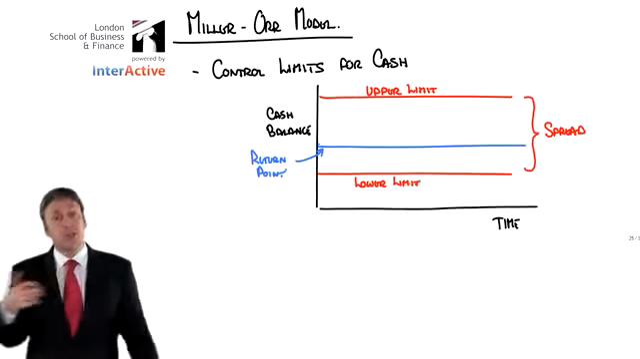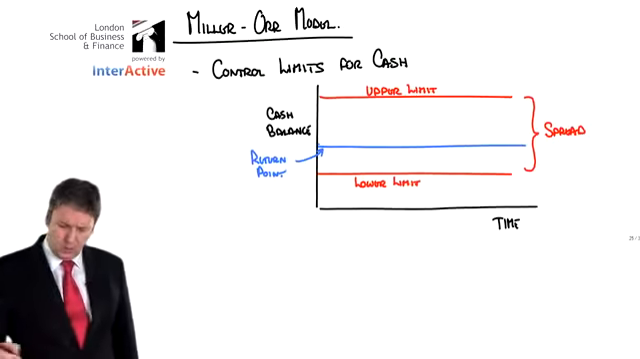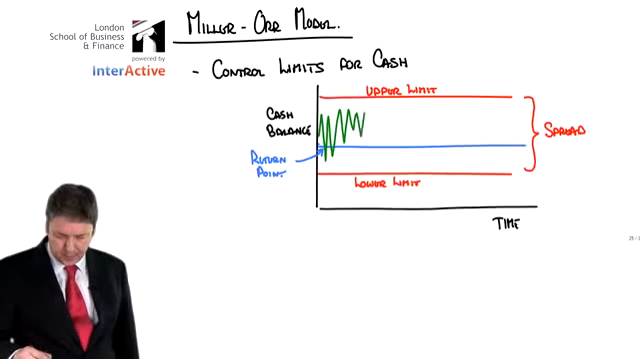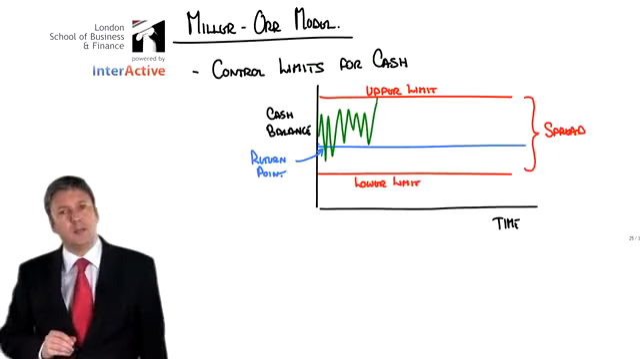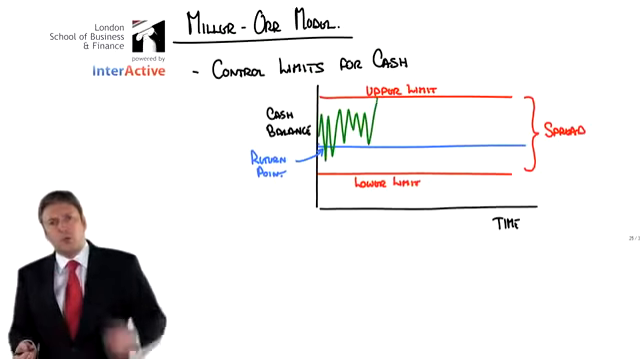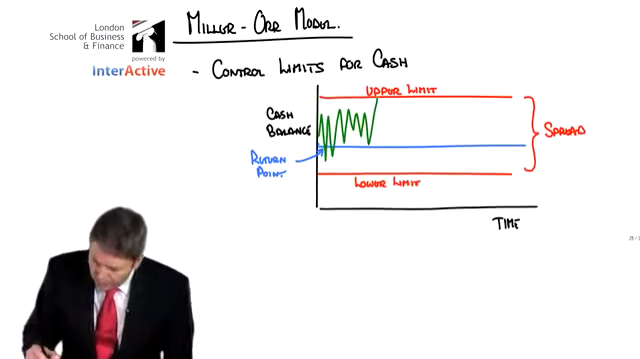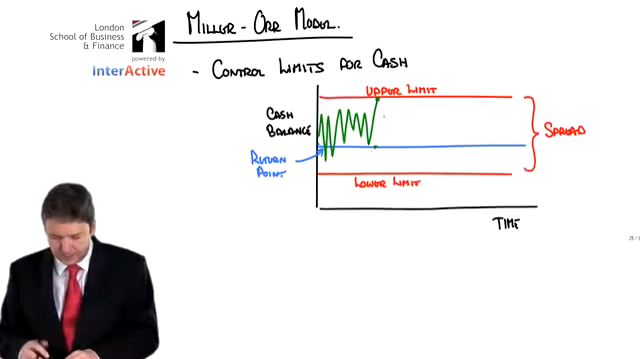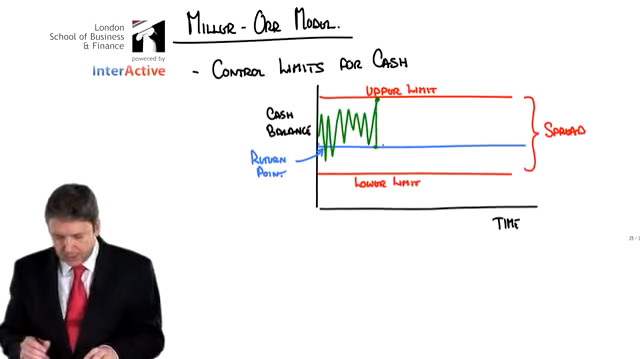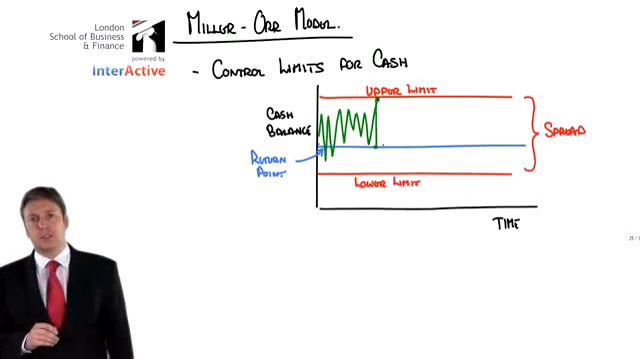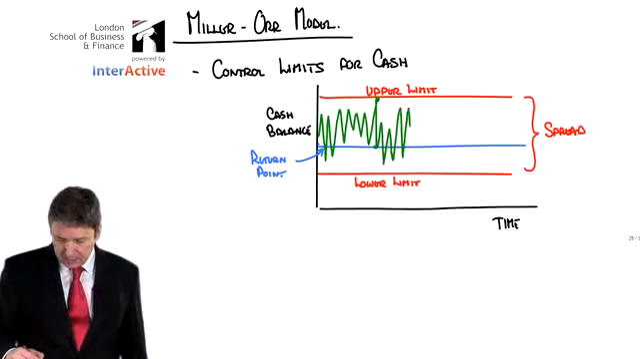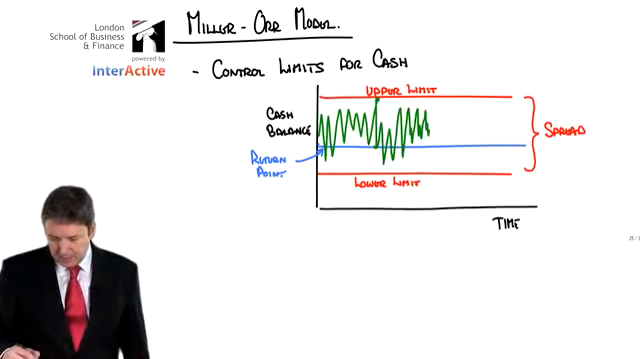And maybe the best thing to do to illustrate how this works is just to suggest what would happen on a daily basis. So here's our cash balance bouncing up and down. It happens to hit the upper limit. If it hits the upper limit, we've got too much cash. So what we do is we take out the difference between the upper limit and the return point. We take that out and invest it in short-term securities. And then we let the cash balance loose again. So it starts bouncing up and down. Notice, if it's bouncing up and down within the range, no action is taken.